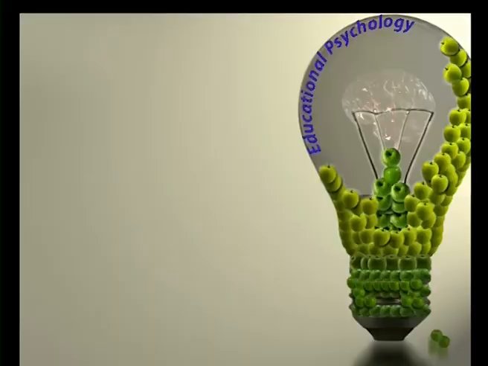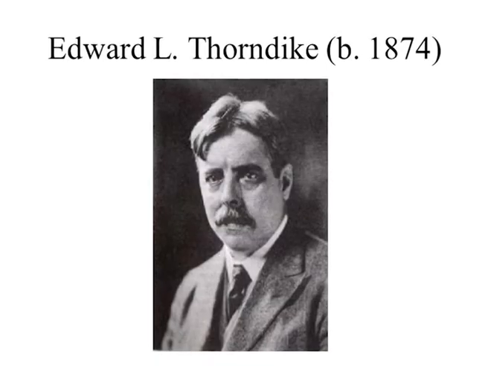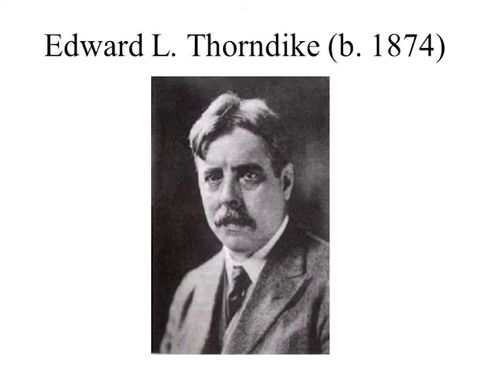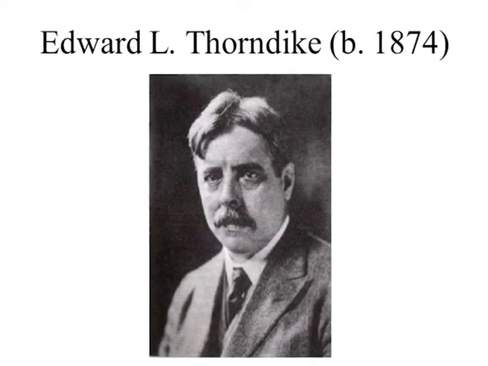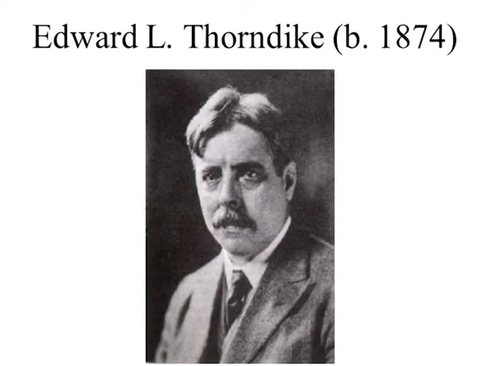Now let's talk about trial and error theory of learning. Trial and error is a method of learning in which various responses are tentatively tried and some discarded until a solution is attained. Edward Thorndike was the chief exponent of the theory of connectionism or trial and error. He was an American psychologist who conducted stimulus response theory experiments with the help of some animals. All learning, according to Thorndike, is the formation of bonds or connections between stimulus and response.